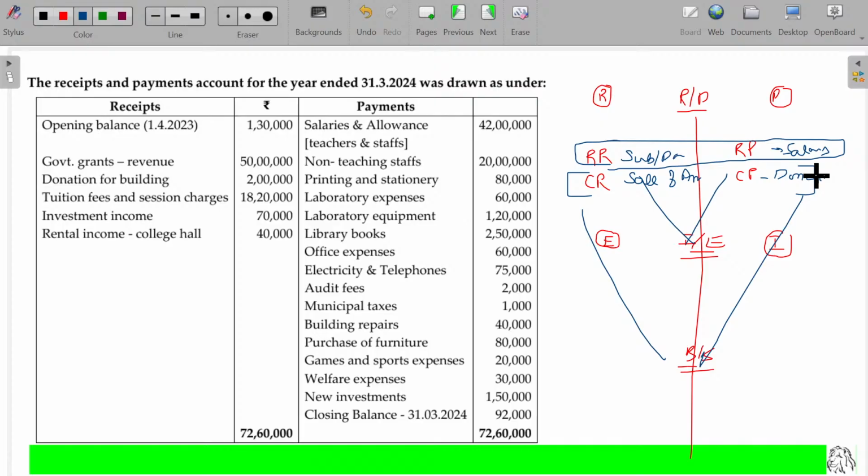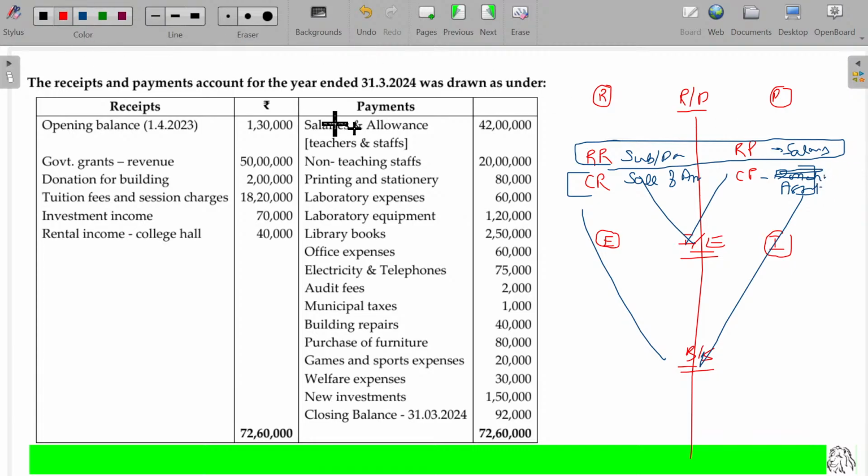So, if you are receiving for a specific purpose, not to be spent in the year itself, could be spendable in the later period, then it's called capital receipt. Capital payment as well as capital receipt. So, here capital payment, rather than donation, maybe purchase of asset. Okay, purchase of asset.